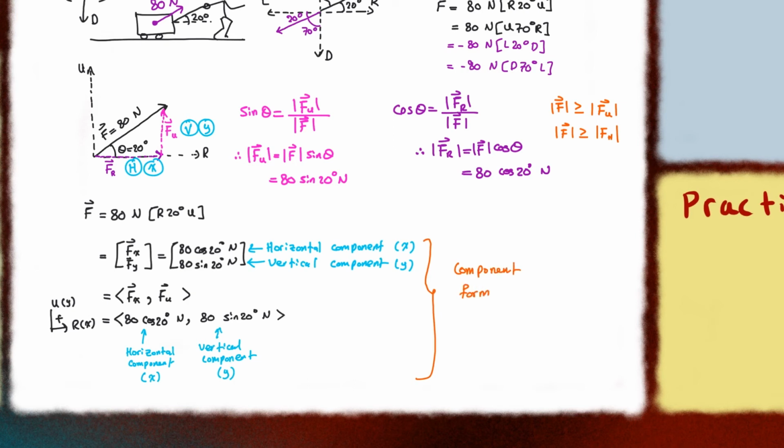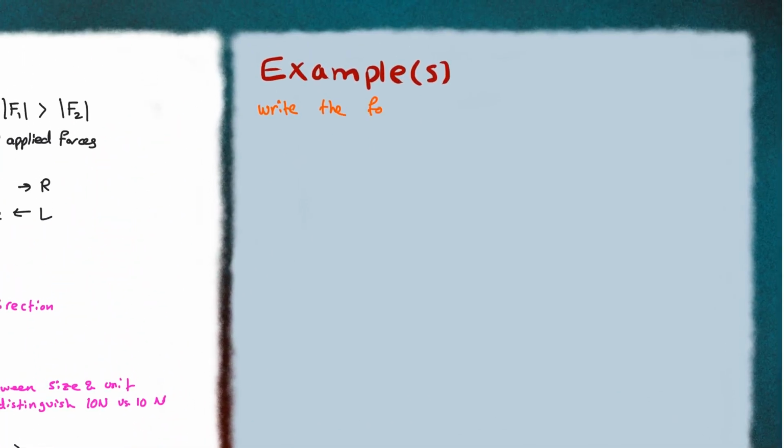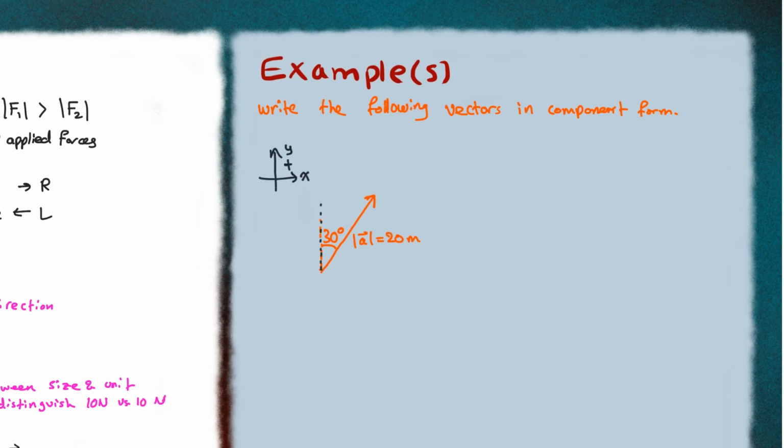Okay, now let's look at a couple of examples. In the first example, we need to determine the component form of this vector. This vector has a magnitude of 20 meters and is 30 degrees from the north, or the positive y direction. The first step of solving these questions is to set up a coordinate system. I will use up as my positive y and right as my positive x. I will then break my vector into the two components, y and x, as shown.